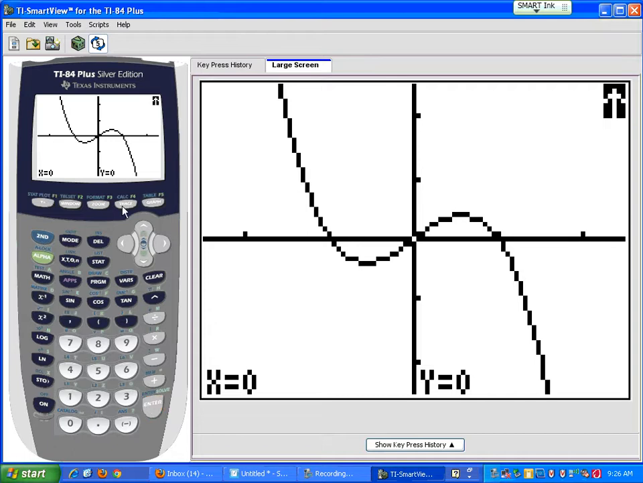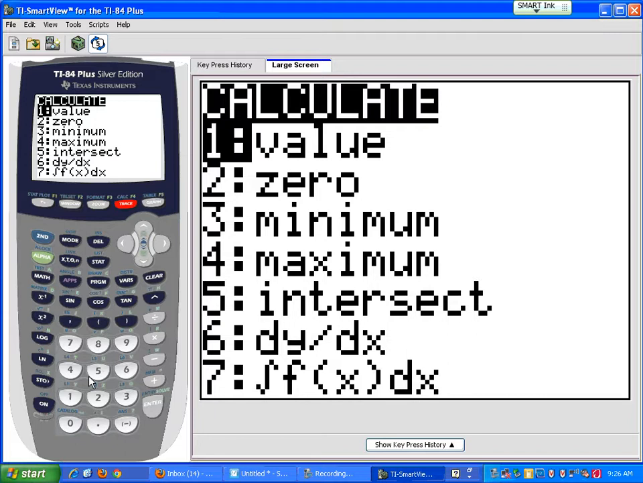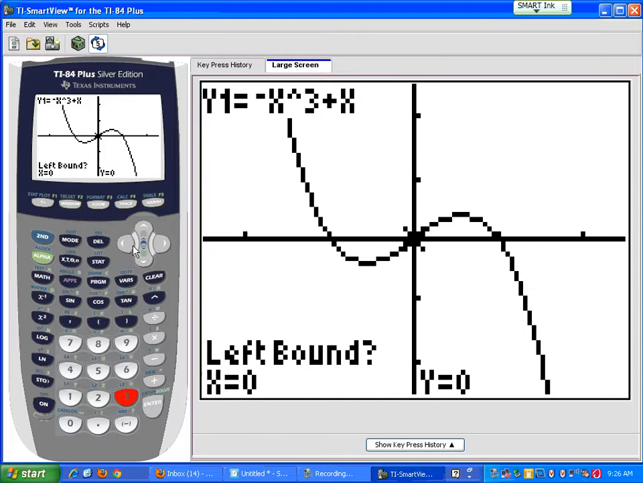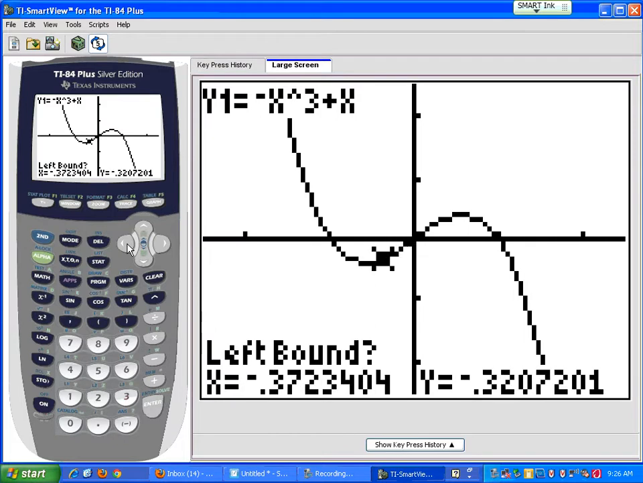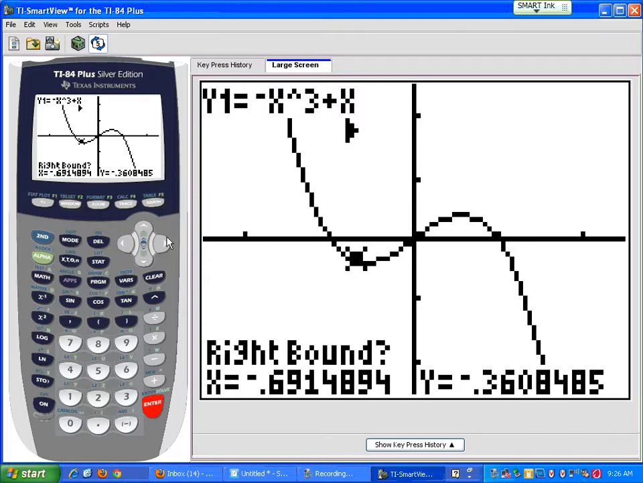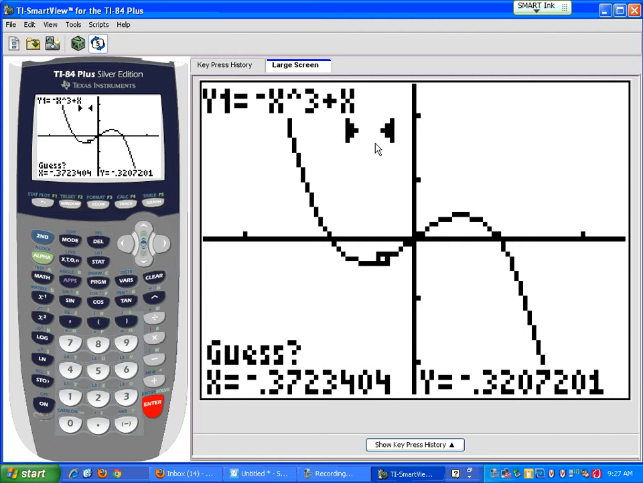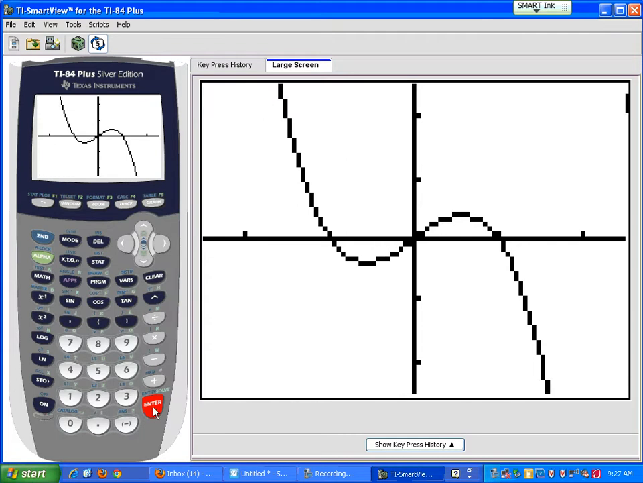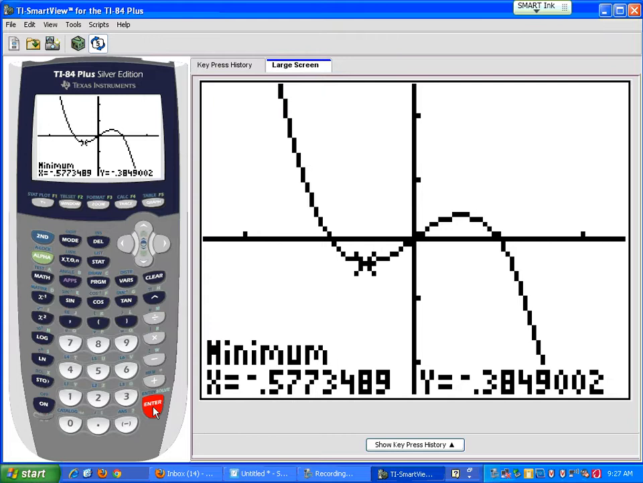So second trace, and let's do number 3 first, which is the minimum. Scroll over to where you think the minimum point looks to be, somewhere around here. Then it says left bound, so you want to go to the left of that point somewhere. It doesn't matter how far left you go, just close enough, and hit enter. Go back to where you think your minimum is, and then go to the right of that and hit enter. Notice that you have these two arrows up here. You always want the minimum to be in between those two arrows because that's where it's going to guess. So now if you hit enter on guess, your calculator nicely figures out where the minimum is.